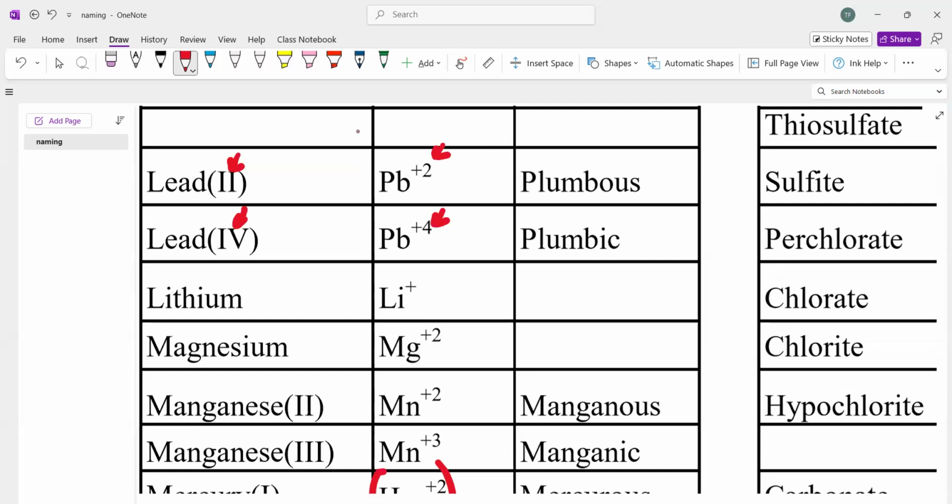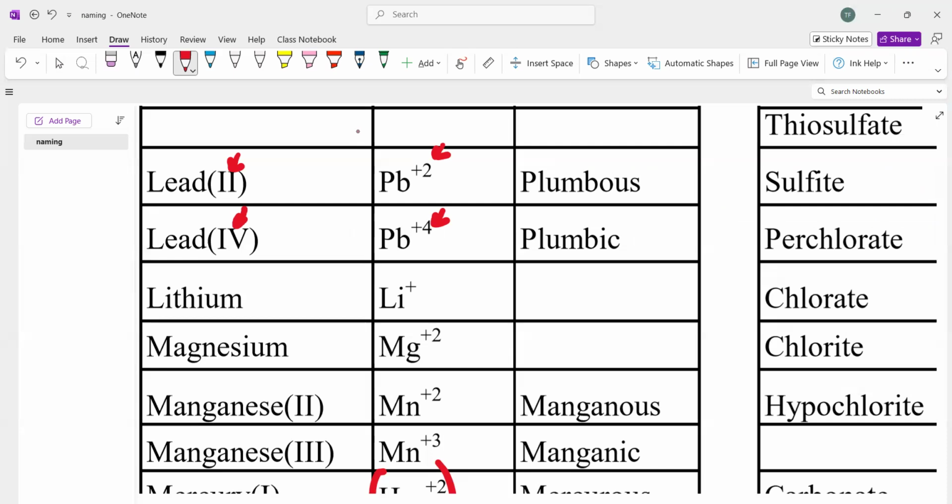Well, why do we have 2 names? We have something called ancient use of the old names. Plumbous and plumbic are old names. What's the name of a tradesman that works with pipes? Plumber. Plumber gets its name from lead pipes. Also, a plumb bob is used in the building trade to make sure your pipes are vertical. Again, a reference to lead, because most plumb bobs used to be lead.